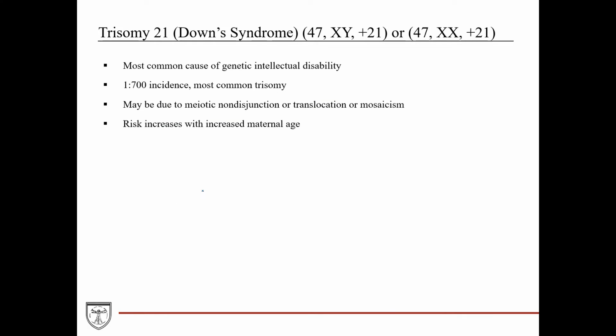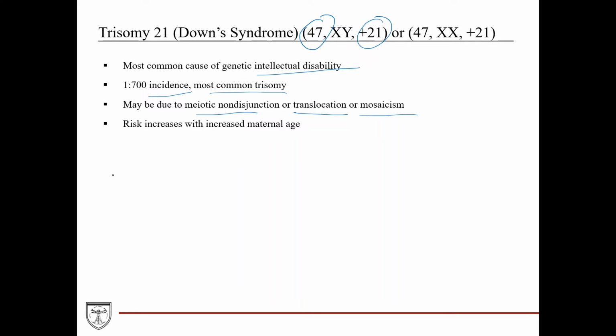So trisomy 21, also known as Down syndrome. So they have 47 chromosomes because they have an extra 21st chromosome. This is the most common genetic cause of intellectual disability. 1 in 700 incidence. It's the most common trisomy, which we've discussed previously here. And it may be due to essentially one of 3 mechanisms: meiotic non-disjunction, as we've talked about, translocation, or mosaicism.